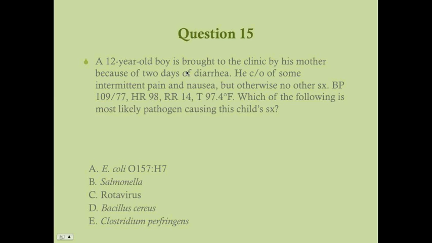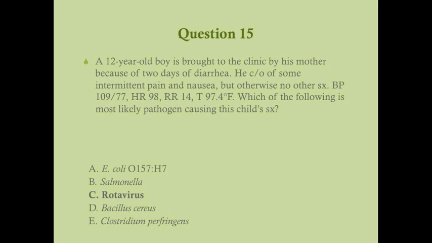So a 12-year-old boy is brought to the clinic by his mother because of 2 days of diarrhea. He complains of intermittent pain and nausea, but otherwise has no symptoms. Blood pressure 109/77, heart rate 98, respirations 14, temperature 97.4. Which of the following is the most likely pathogen causing this child's symptoms? Is it A, E. coli O157:H7, B, Salmonella, C, rotavirus, D, B. cereus, E, C. perfringens? And the answer here is C, rotavirus.